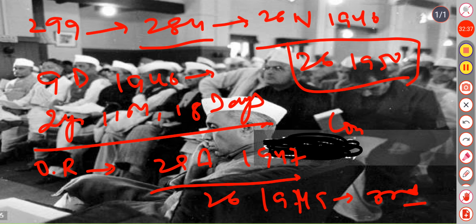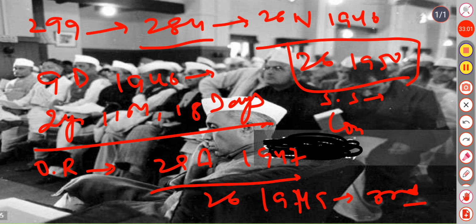Dr. Sachidanand Sinha was the first president declared, right, of the Constituent Assembly, and Dr. Rajendra Prasad was elected the president of the Assembly, and B.N. Rao was appointed as the constitutional advisor of the Assembly.